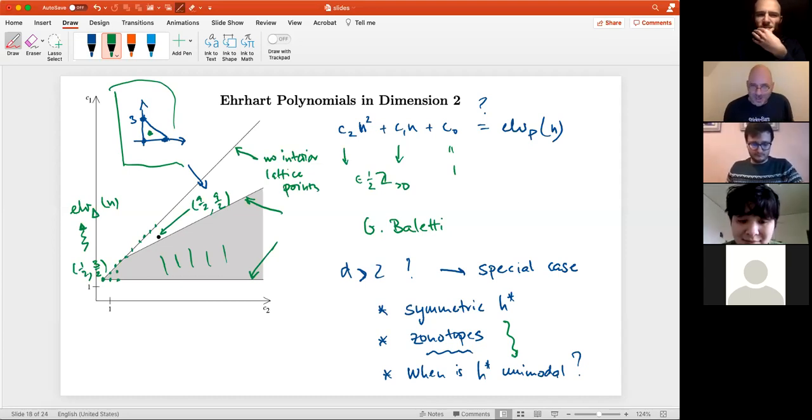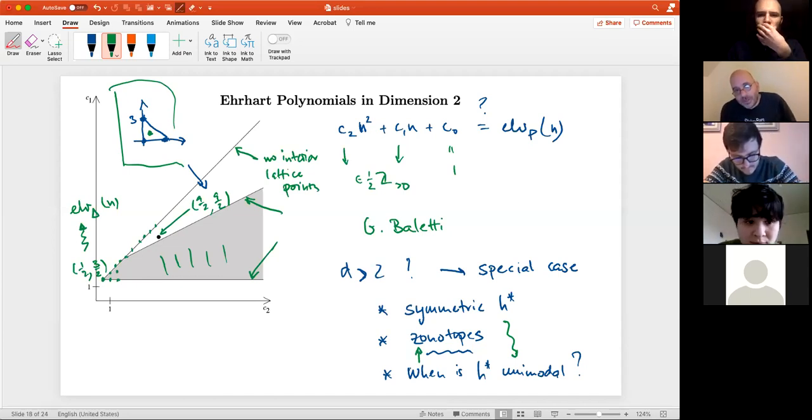So again, you can specialize the question. We can ask, I'm interested in this class of lattice polytopes, and it's a super nice class. Could it be that H-star is unimodal for that class? And in fact, that's one of the things we know about zonotopes. That's one of the things we can prove, that in that special class, that special question has a positive answer.